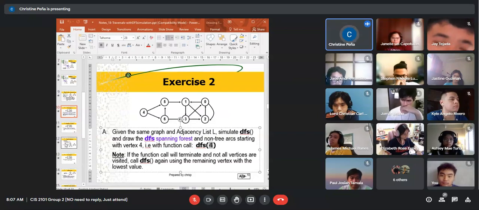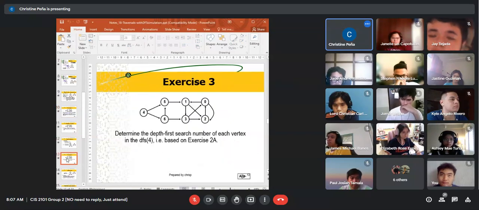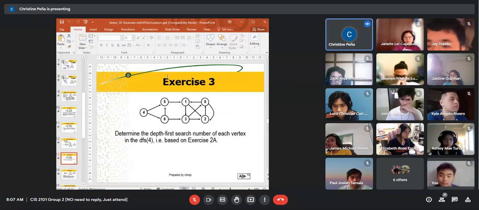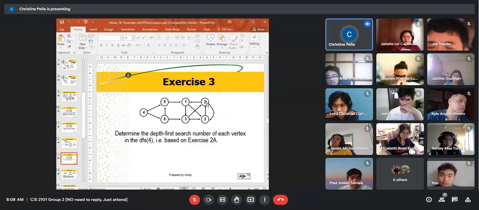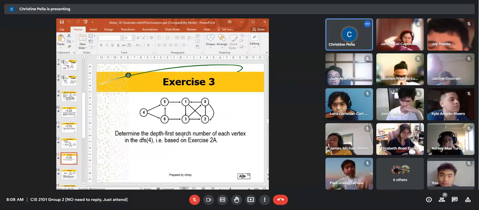Okay. Next, this is a continuation of that exercise where you call DFS starting with 4. I already mentioned that the DFS number of 4 is 1 and the DFS number of 5 is 2, but I will not tell you the rest. So determine the DFS number of each of the vertices.